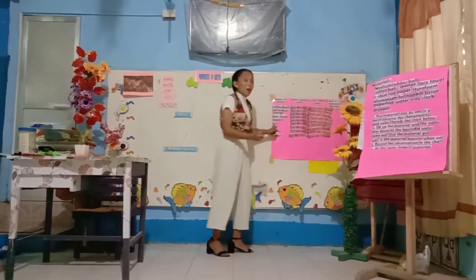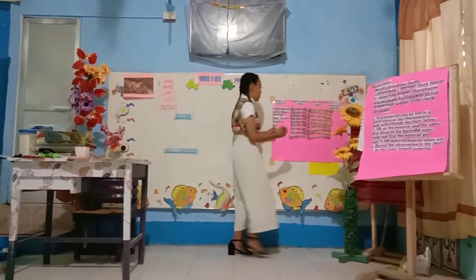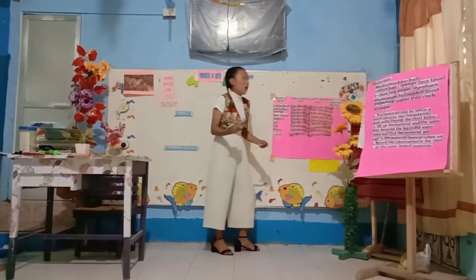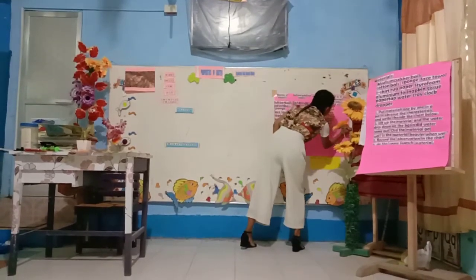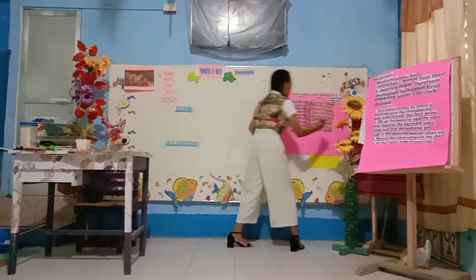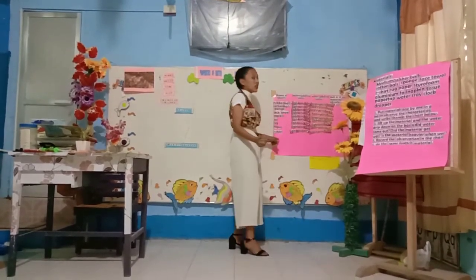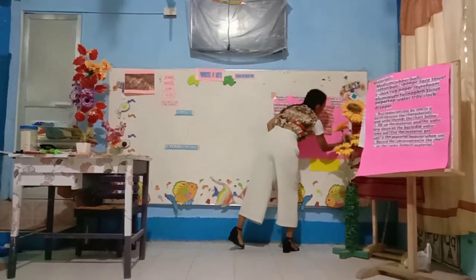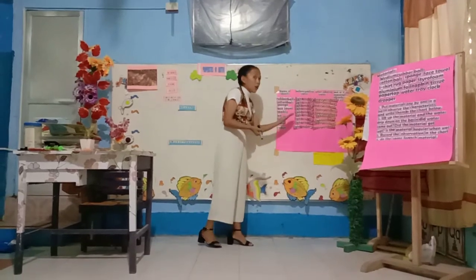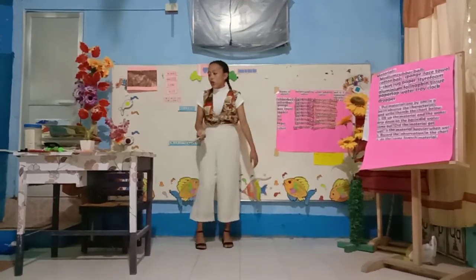How about the foil? The foil does not absorb water. And the rug also does not absorb water. We need to put an X. And the paper can absorb water. And the last one, the t-shirt, also absorbs water. So, these are the materials that absorb and do not absorb water.